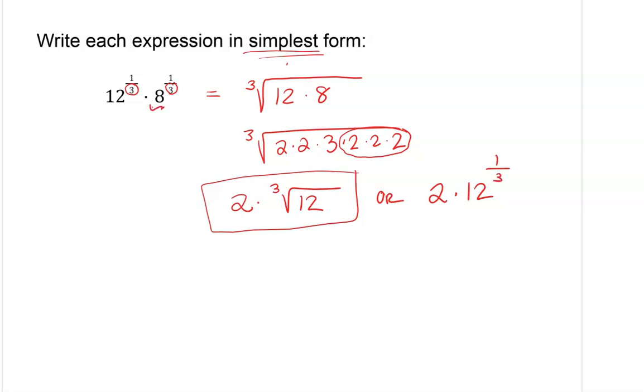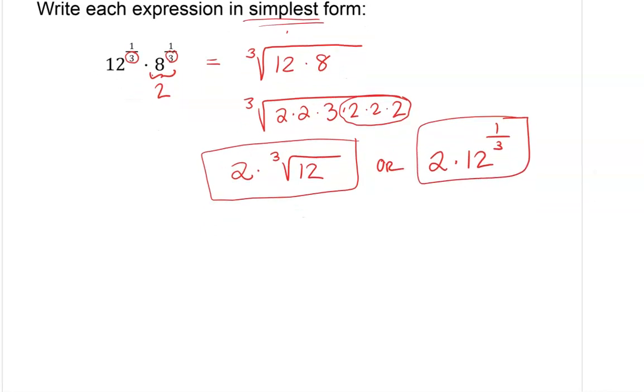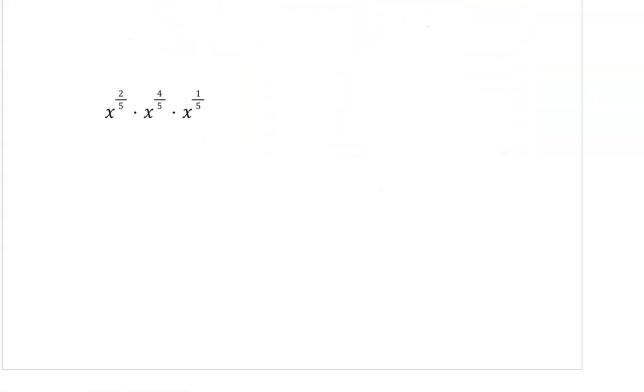Or you could write that as 2, and then I could just leave it as 12 to the 1/3 power. So basically, you could just evaluate this one. This was unable to be simplified, so we just leave it. 2 times 12 to the 1/3, or 2 times cube root of 12. Either way, depending on which form you're asked to put it in, whether it's radical or exponent.